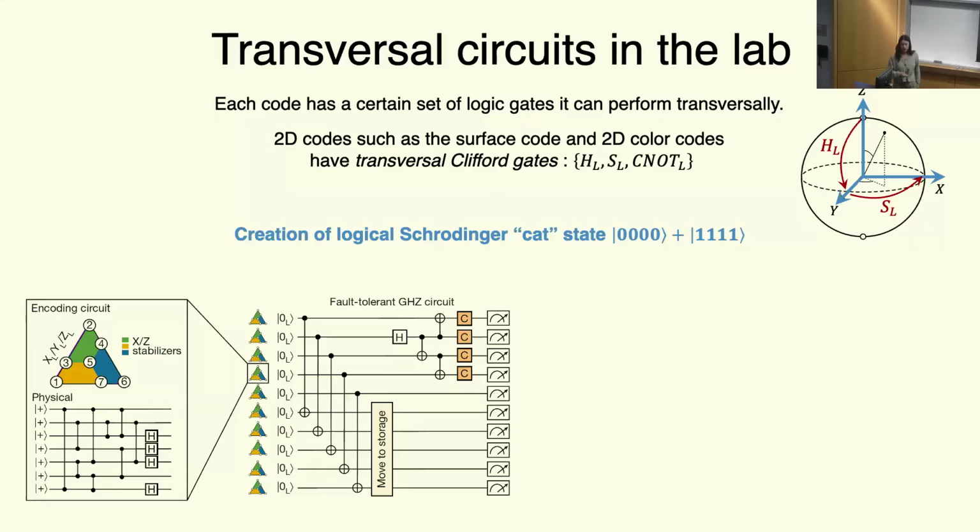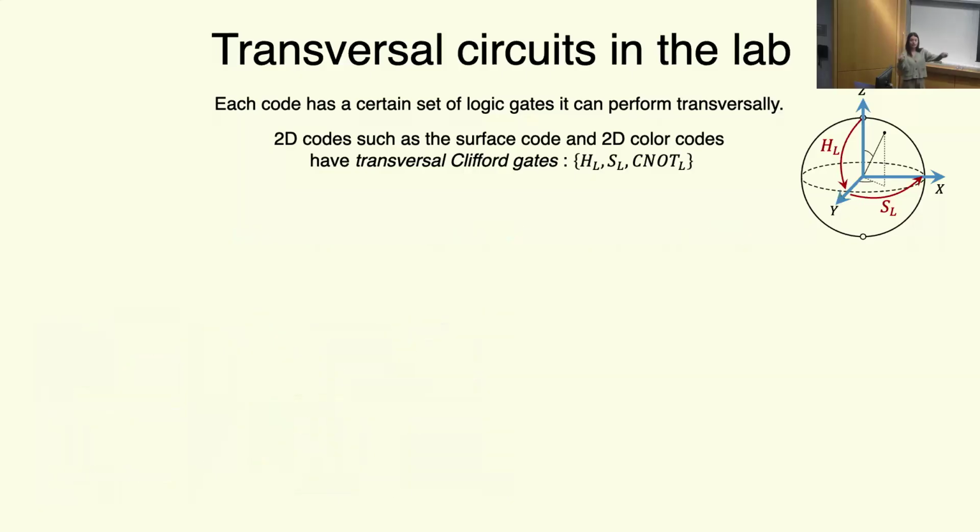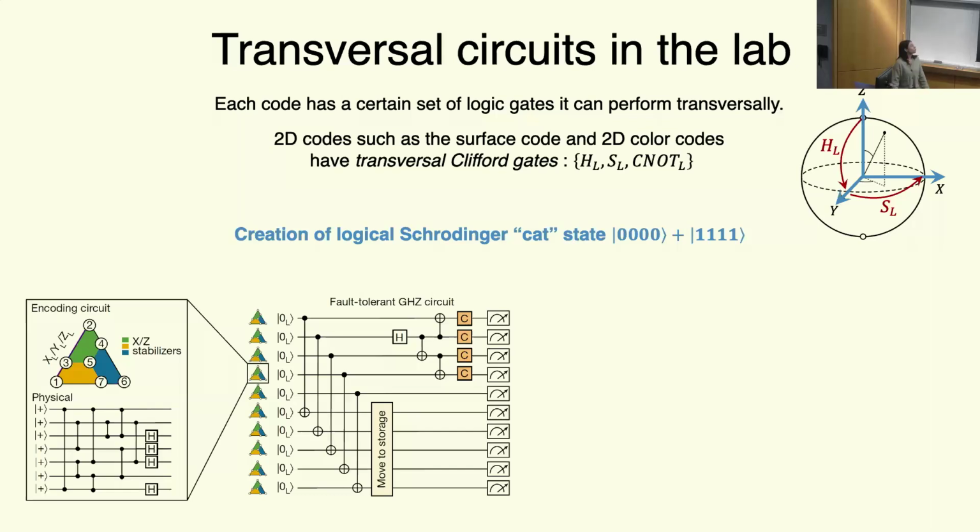And we also have a CNOT gate, which will allow us to entangle different logical qubits. So we can use these gates to really easily generate interesting logical entangled states in the lab. For example, here we have a circuit that is preparing a Schrodinger cat state, an entangled state between 4 different color code logical qubits, and we'll do it by first encoding our physical qubits in a color code state using some circuit.